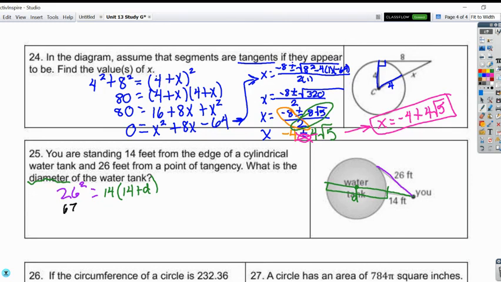26 squared is 676. And 14 times 14 when we distribute puts us at 196 plus the 14d. So we're going to subtract from both sides. We get 480 equals 14d. Divide both sides by our 14 coefficient, and we are talking about a diameter of 240 over 7. And my units on there are feet.